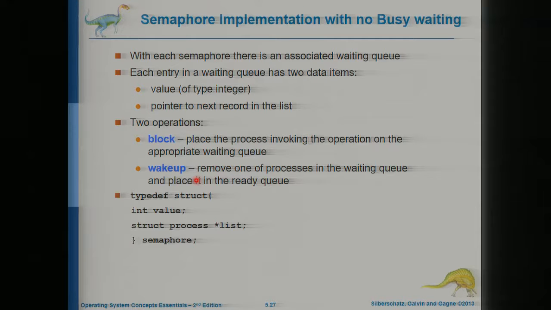Here there is a definition. This is the typedef struct with int value and struct process *list, named semaphore. So this is a semaphore variable, a structure of type semaphore, and it has 2 members. The int value is nothing but the semaphore variable, and this is the PCB's list. This list is nothing but a linked list of PCBs that are waiting for the semaphore variable.